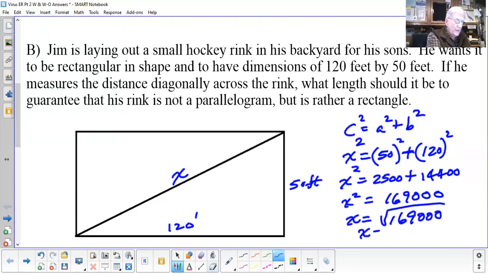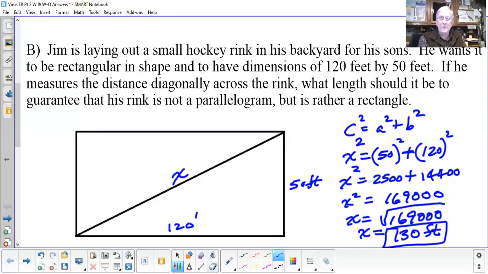169,000. So to determine the square root of 169,000, you do second and then x squared, of course. So on your calculator, second, x squared means it will give you the square root, right? So we want to do the square root of 169,000. I get exactly 130. So the distance across is going to have to be 130 feet.